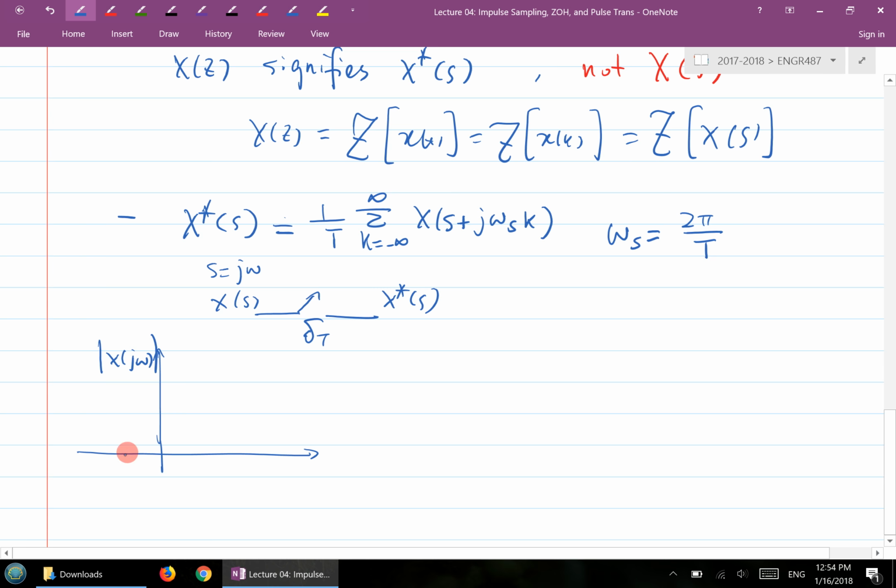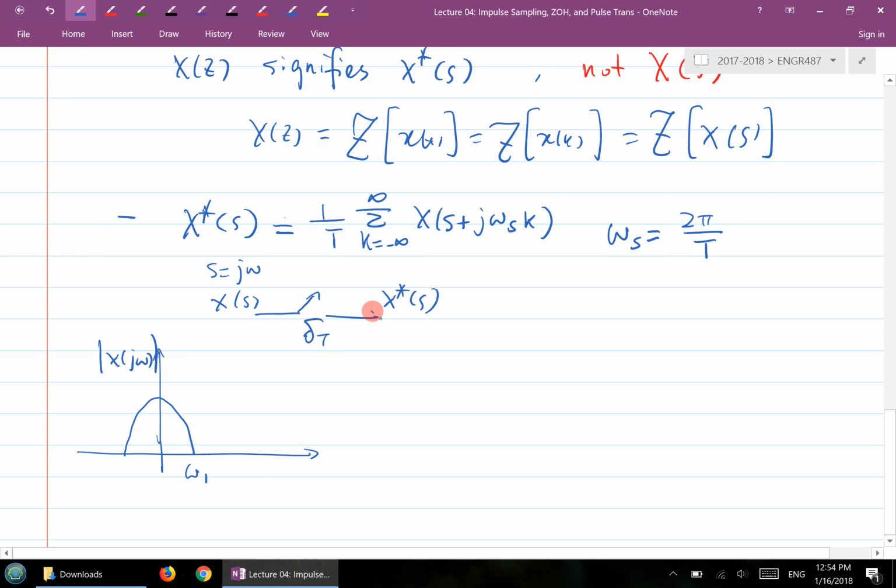Now, let's say I'll just use this bump right here to represent the frequency response of this system. Every system will have a bandwidth. So this could be the bandwidth of this system or this signal. This is what you started with. With this frequency plot, you pass it through this impulse sampler, or through a sampling process.